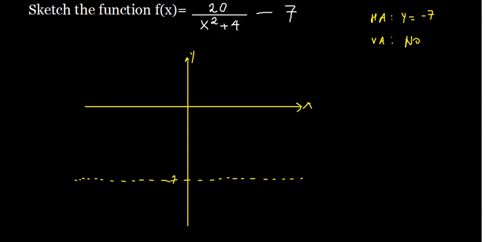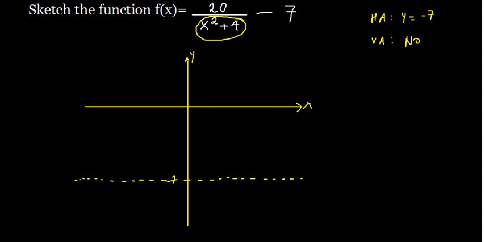0 squared plus 4 is a 4. If I increase x, let's say I put a 1, 1 squared plus 4 is a 5. If I put 2 here, 2 squared plus 4 will give me 8. So the denominator is going to be increasing as long as x is not 0. Even if it's −2, −2 squared is still 4, and 4 plus 4 is still 8. So I'm going to have the smallest denominator when x is 0.